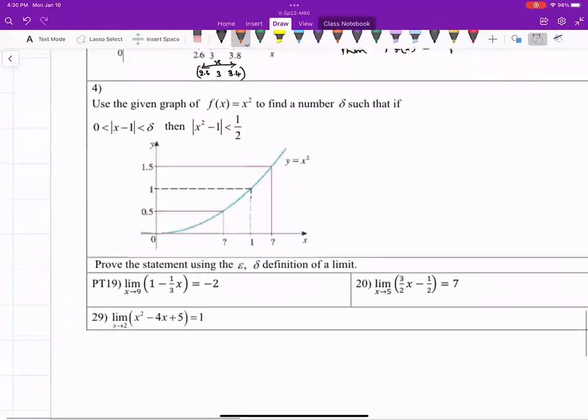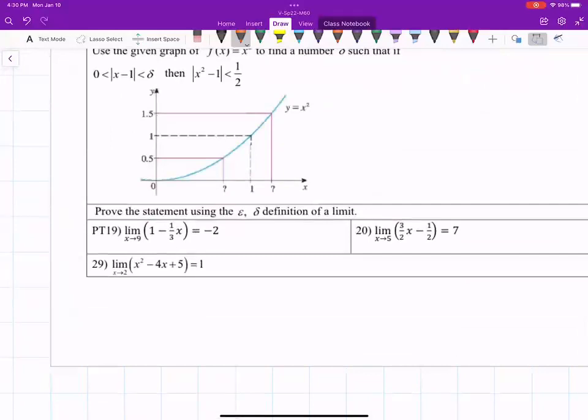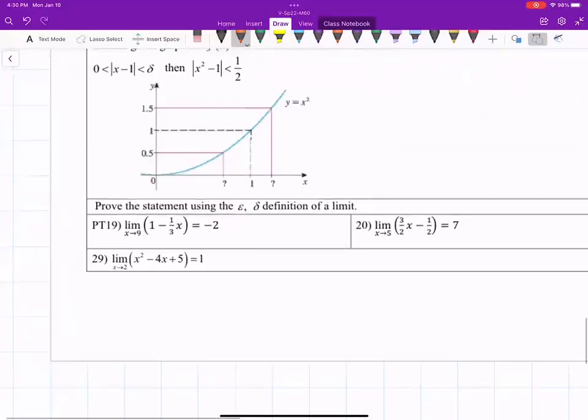Okay. There is a similar problem here. We can try that one too. Then let's try one of the epsilon-delta definition problems, either 19 or 20.